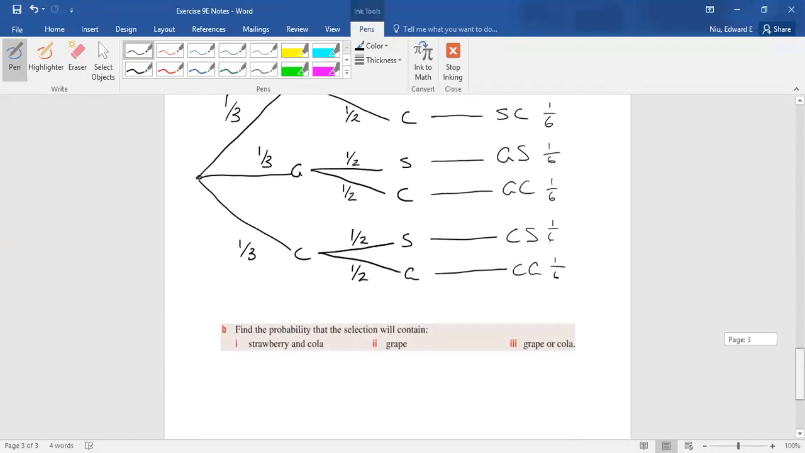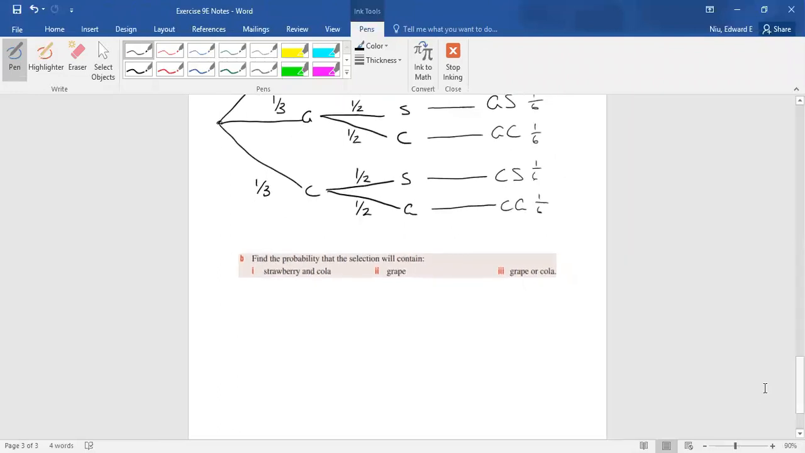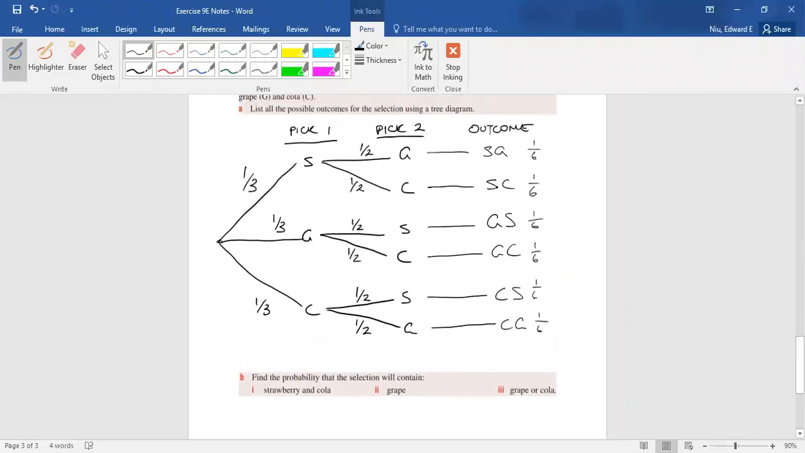So once we've got that, we've got to find the probability that we can select a strawberry and cola. So strawberry and cola, we've got a 1 in 6 chance. Now, it doesn't say whether or not it has to be in that order, strawberry and cola. So, because you got a strawberry cola here and a cola and strawberry, we can say there's actually a 2 in 6 chance. Usually they'll be a little more specific. This one's a little bit vague.